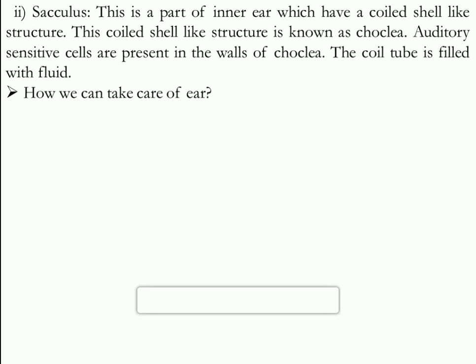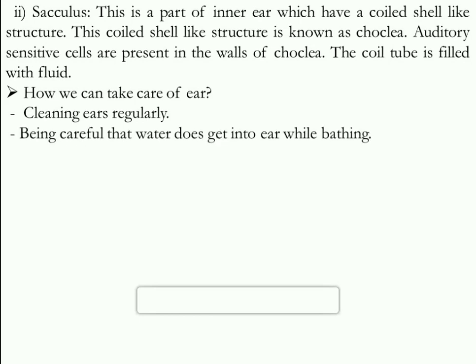We already got to know about the parts of the ear: inner, outer and middle ear. Now let us learn how we can take care of our ear, as the ear is a valuable organ for us. Without the ear we can't hear anything. First of all, we have to clean it regularly. We have to be careful that water doesn't enter the ear while bathing.